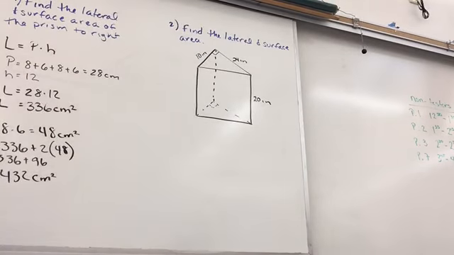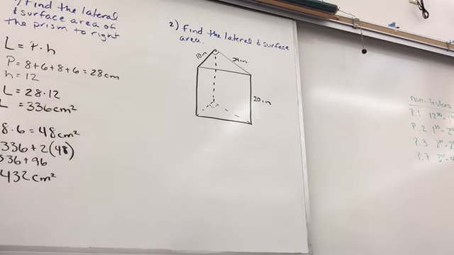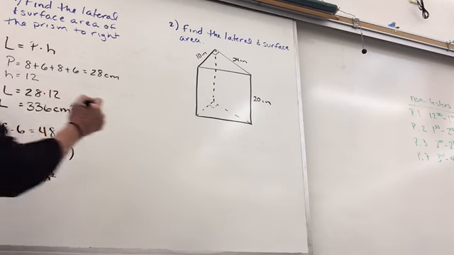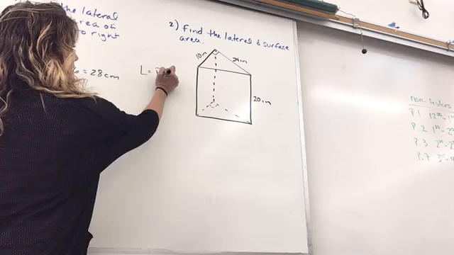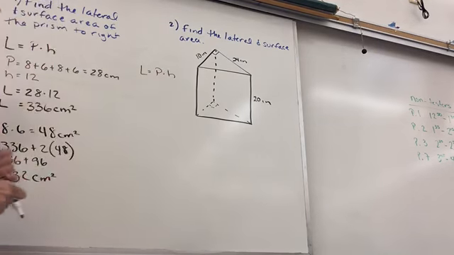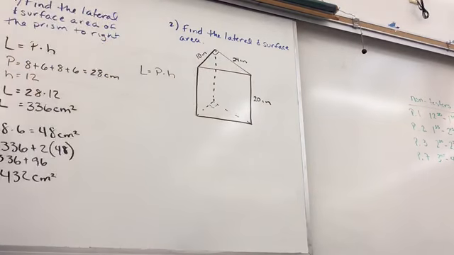The bases are triangles. The two bases are exactly the same size. The distance between them is 20 inches, and that's important. That's the height of our prism. So the first thing we have to do is find the lateral area. To find the lateral area, that's the perimeter of the base times the height. The problem with this is that the perimeter of the base, we only know two sides, and we don't know that third side. We have to do a little bit more work.